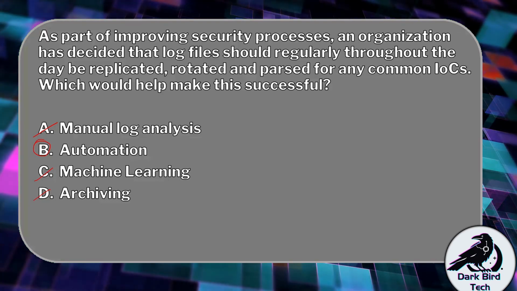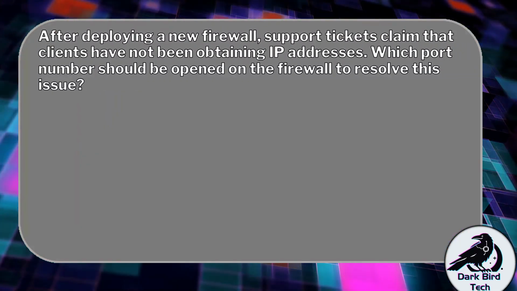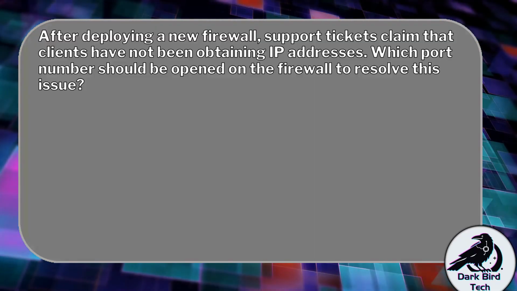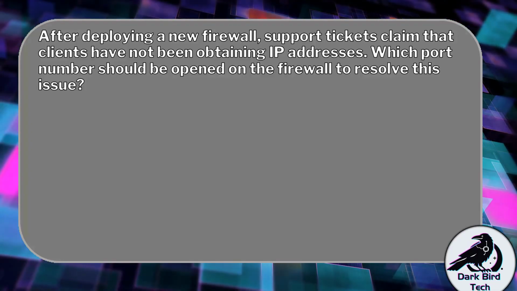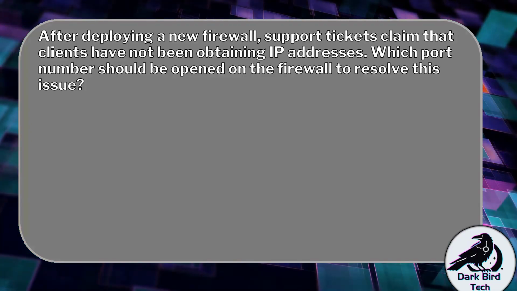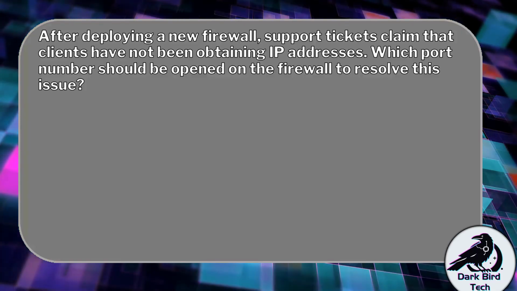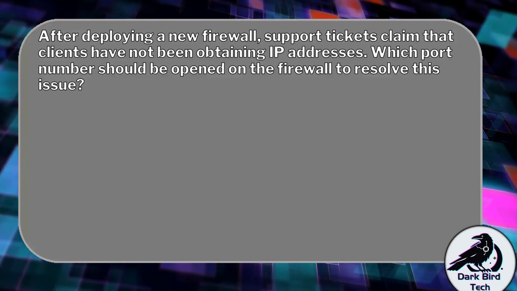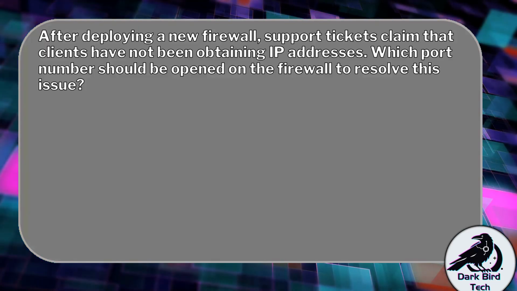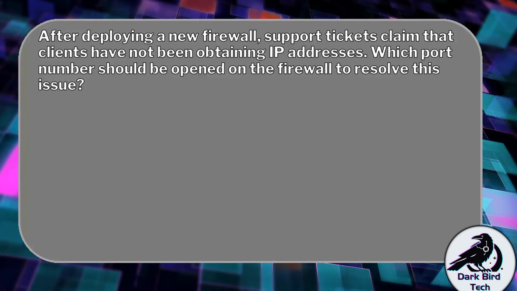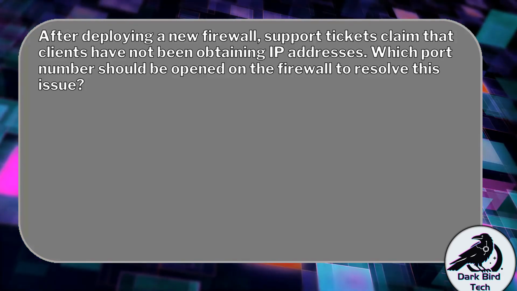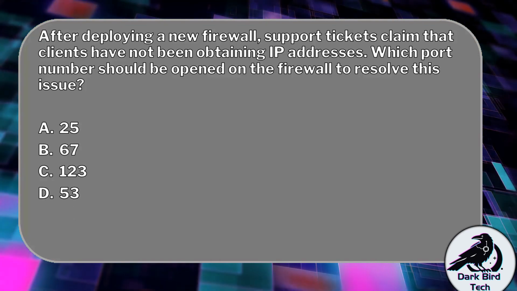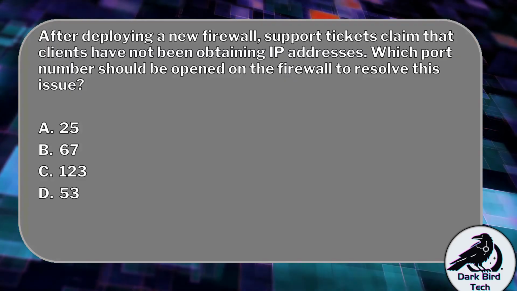Now let's go on to the next question, which asks us, after deploying a new firewall, support tickets claim that clients have not been obtaining IP addresses. Which port number should be opened on the firewall to resolve this? Okay, so it seems we've implemented a firewall and we've been a little bit overzealous with blocking stuff. Oh dear. So think about the kind of options you want to see here. They're probably going to be port numbers. Pause if you need to. Otherwise, let's have a look at our options, which is port 25, 67, 123, and 53.